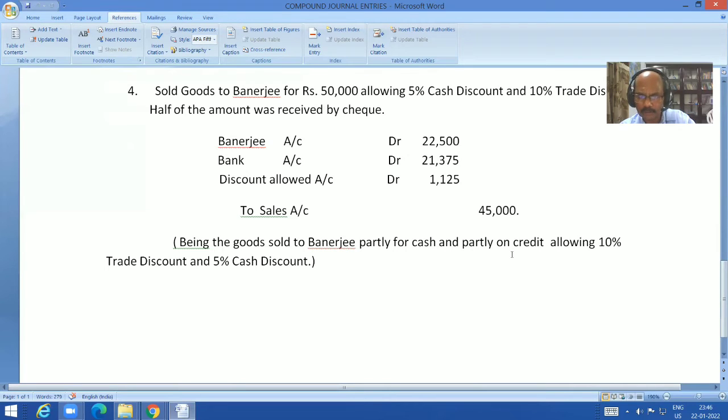Discount allowed, you know, is an expense, nominal account, debit all expenses. Being the goods sold to Banerjee, partly for cash and partly on credit, allowing 10% trade discount and 5% cash discount. So, how to deal with compound entries you have learned?